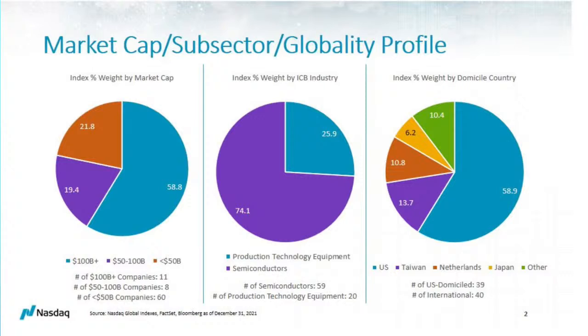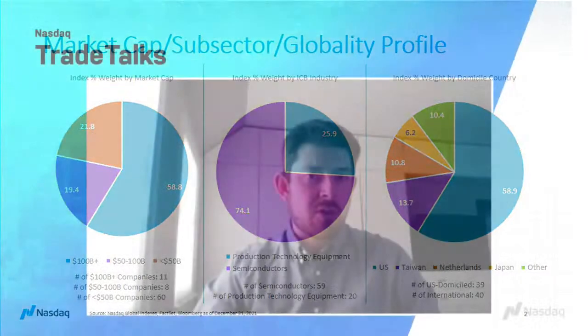You can see that index weight by the ICB subsector classification, it is mostly pure semiconductors, 74%, but a nice 26% chunk of those are equipment manufacturers. And then in terms of geography, or globality, this is still mostly a US index, almost 60% US companies, but then you can see Taiwan, Netherlands, and Japan are pretty nicely represented, and then all the rest of the countries round out. So you've got about a 50-50 split in terms of number of companies that are US domiciled versus international. Some nice geographical diversification versus that long-running SOX index that I mentioned earlier.